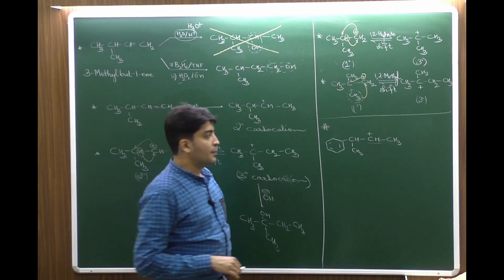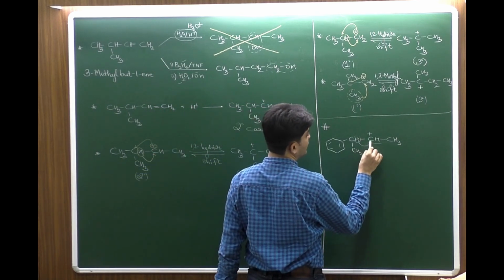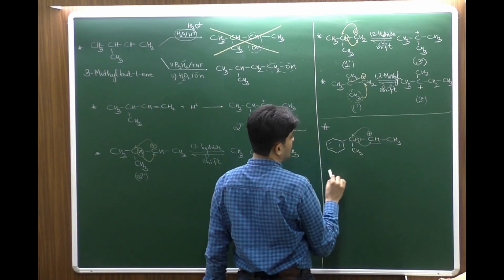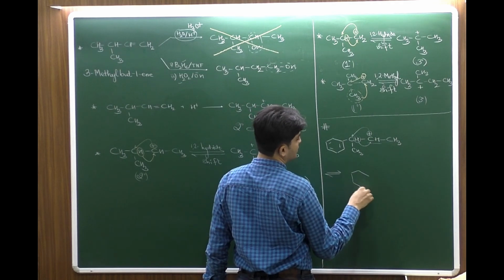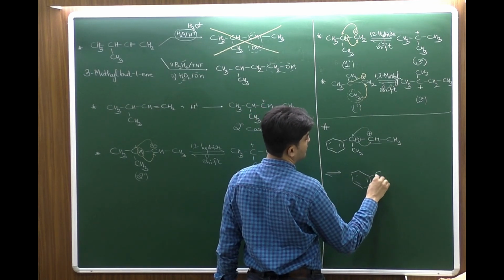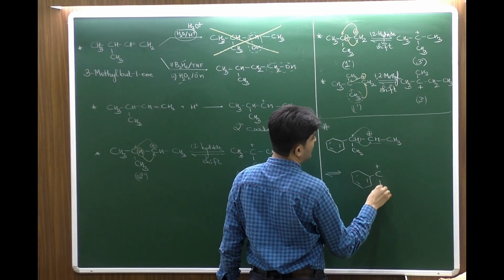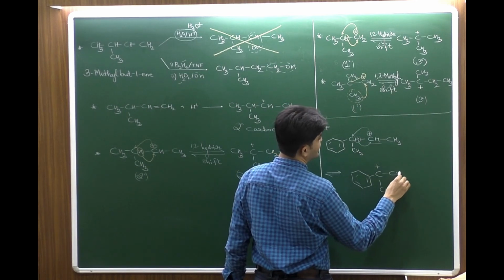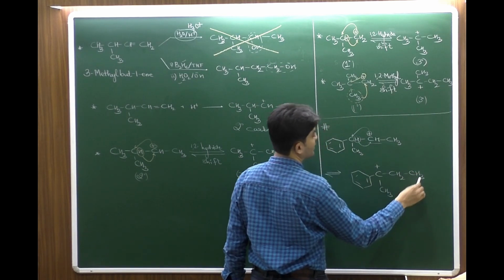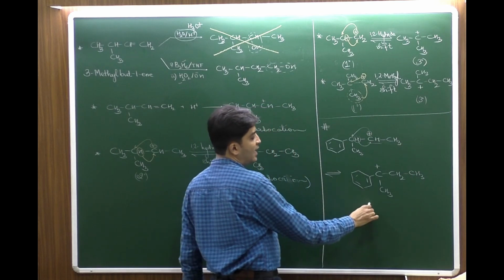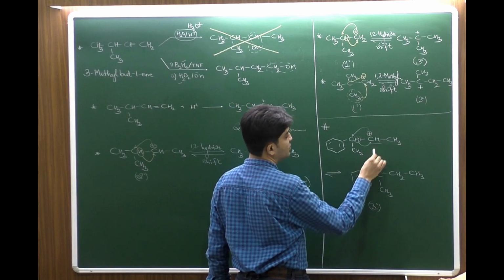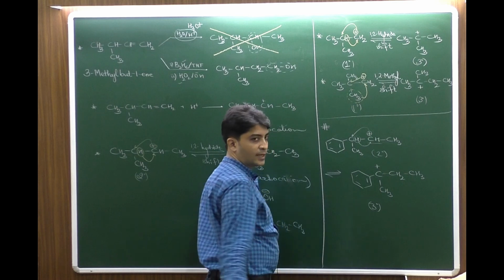Correct? Also observe this CH plus with respect to the single bonded carbon is a secondary alkyl carbocation. But the moment you do the hydride shift over here and the plus shifts here, it is actually converted to a benzyl carbocation, and the benzyl carbocation, if you see, is stabilized by resonance. So this is far more stable as compared to this particular carbocation.